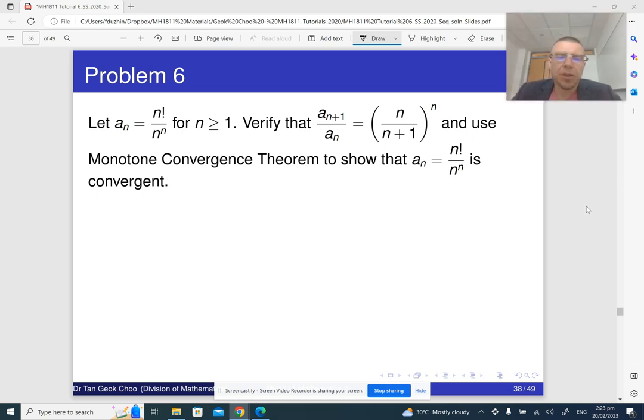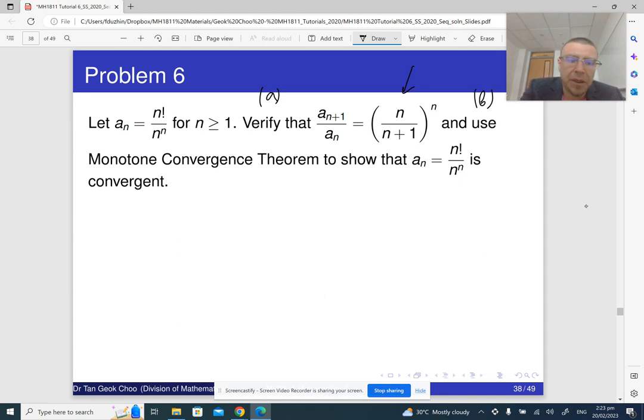Here is question 6 from tutorial 6. So we have a sequence here, a_n equals n factorial divided by n to the n, and we need to verify that the ratio of two consecutive terms is given by this equation, and then we need to use the monotone convergence theorem to show that the sequence converges. So in other words, that it has a finite limit. Okay, so this is like part A, and this is like part B.